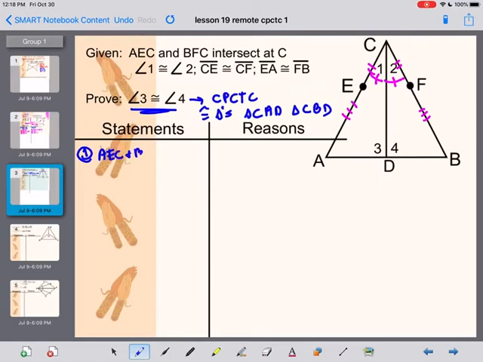AEC and BFC intersect at C. Angle 1 is congruent to angle 2. CE is congruent to CF. Lots of givens here. EA is congruent to FB. Okay, phew, that's a lot of givens.